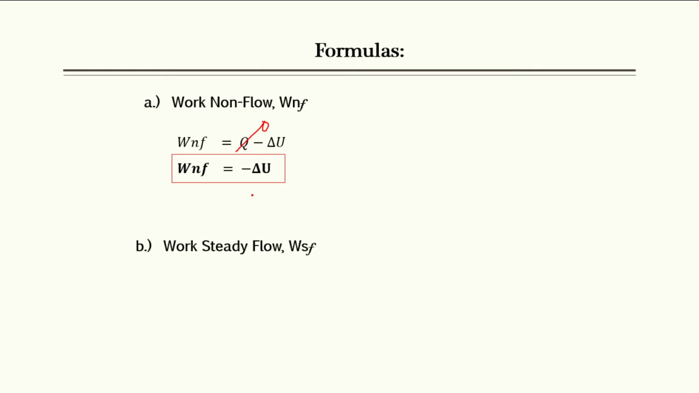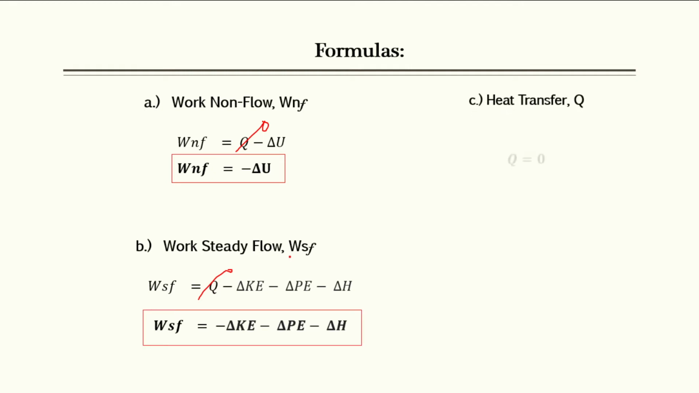Work steady flow. So, same lang din ang formula natin sa isothermal. Work steady flow is Q minus delta KE minus delta PE minus delta H. So, since Q is equals to 0, therefore, work steady flow is negative delta KE minus delta PE minus delta H. Of course, heat transferred is equals to 0. Then, since constant entropy nga tayo, delta S then is equals to 0.